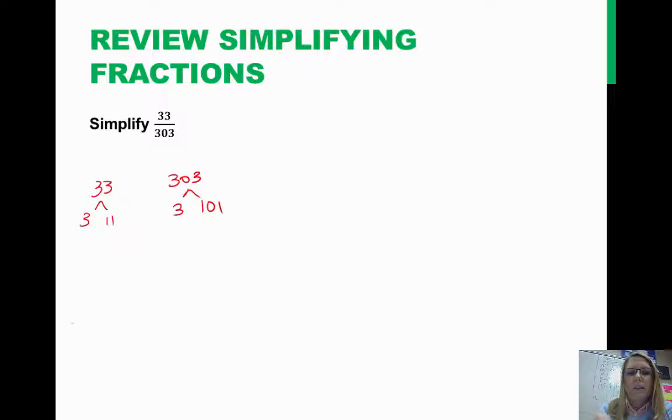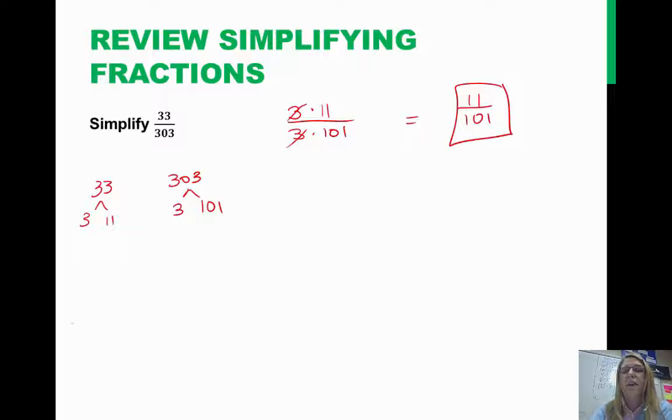So let's take that, and now let's rewrite our fraction as 3 times 11 over 3 times 101. I can now simplify this fraction by canceling out the factors that are similar. So what I have left is 11 over 101. And that is my simplified fraction.